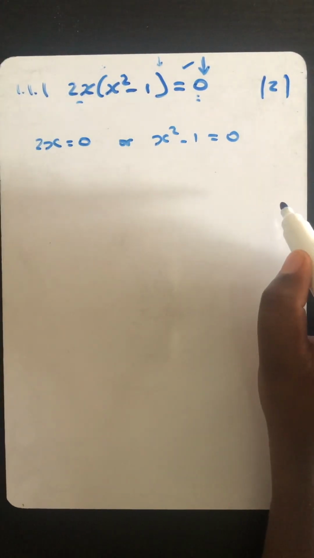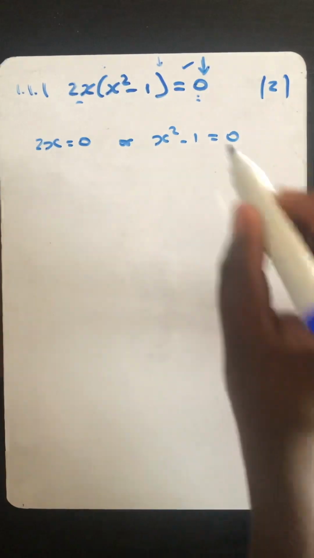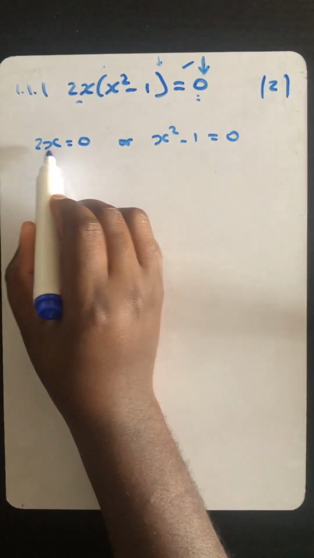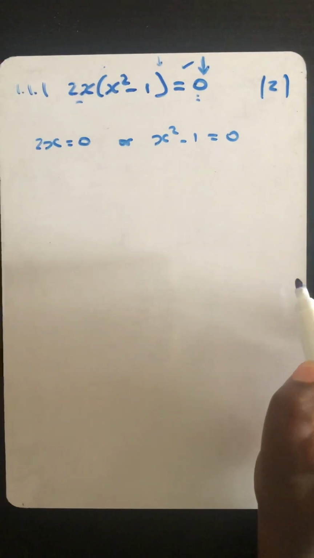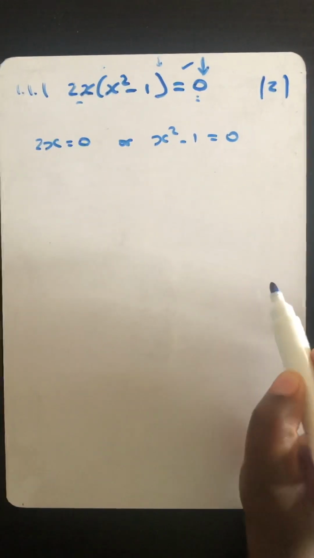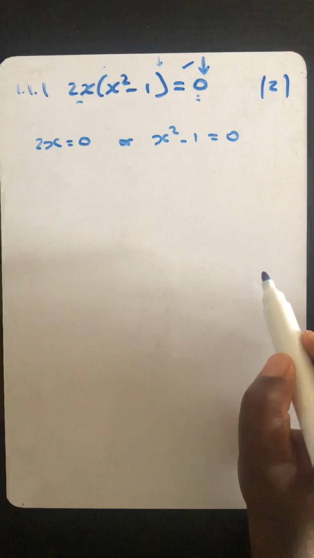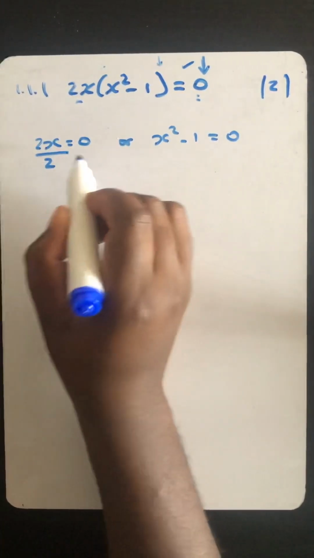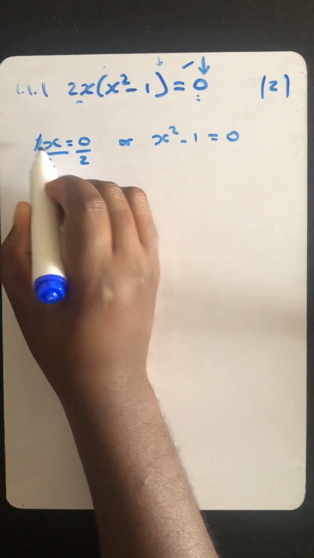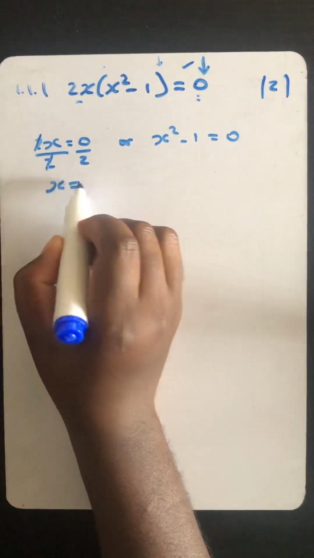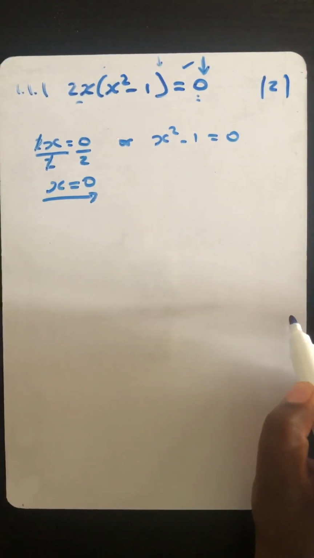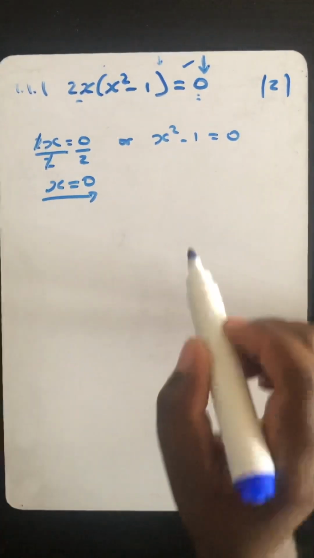But if it was equated to a number, it would be a completely different story, where you need to transpose, equate to 0, factorize, and get to this stage. I hope as we do more of these questions, we'll come across that type of question. So in this case, what you need to do is remove that 2. So you divide on both sides, and then you have x equals 0. This is your first possible answer to that equation.